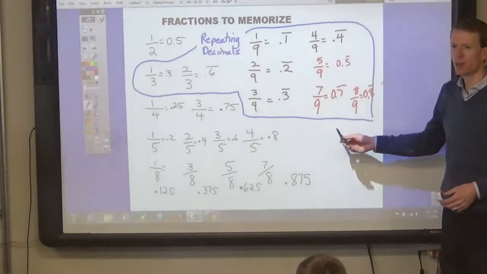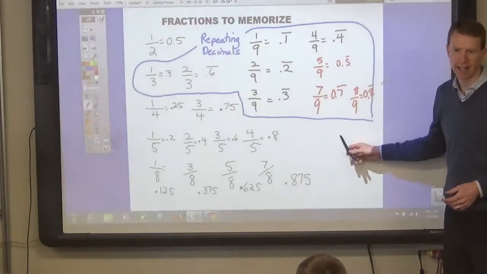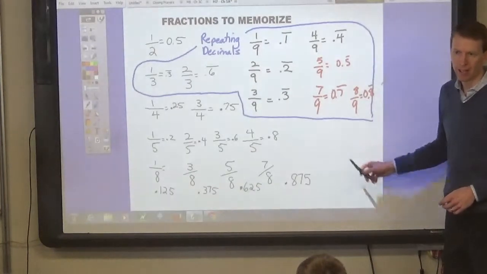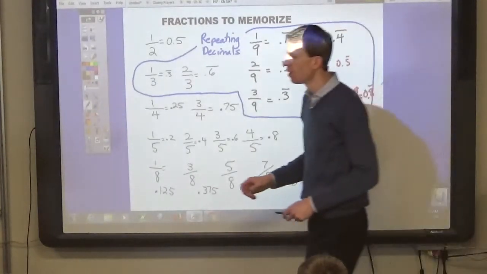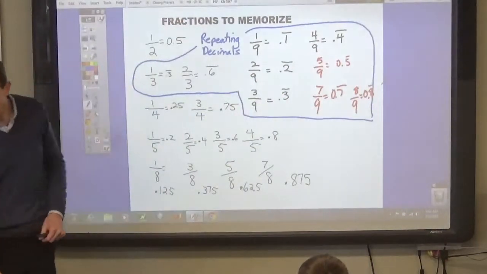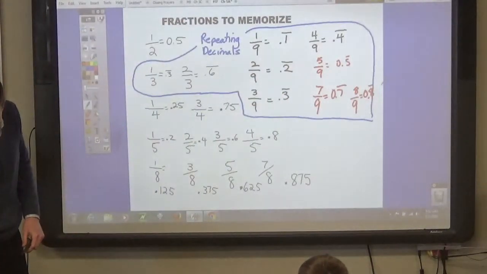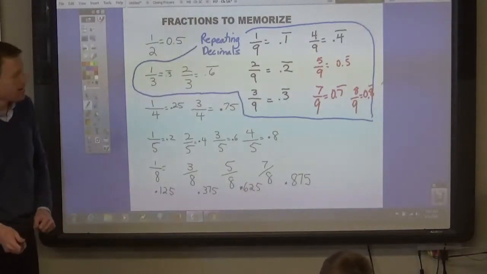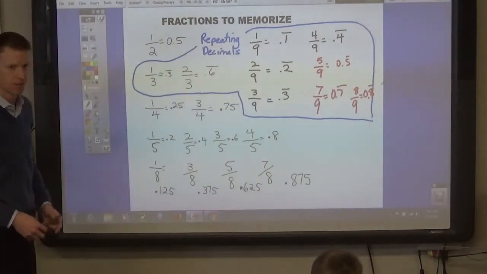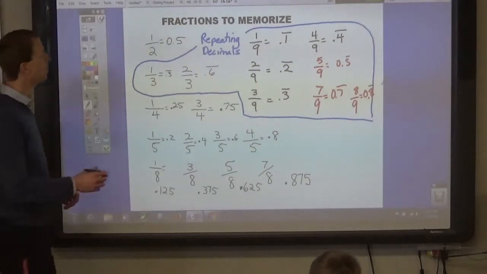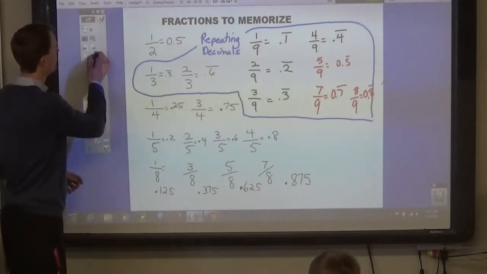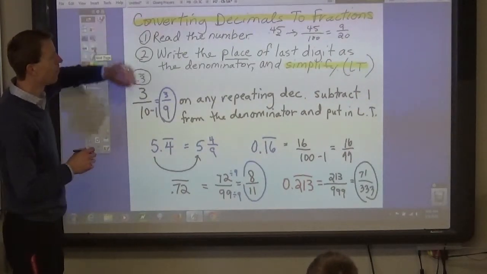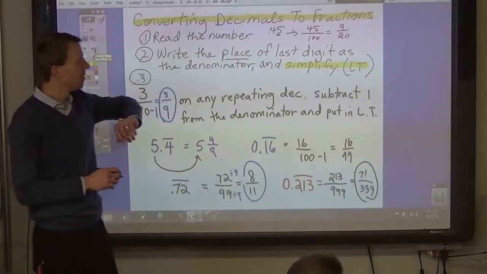So these are the ones you have to memorize for Friday. Okay. Memorize for Friday. Yep. Now, go to your worksheet, backside. 5.2. Writing the decimal as a fraction. How do you write a decimal as a fraction? Converting decimals to fractions. Okay?